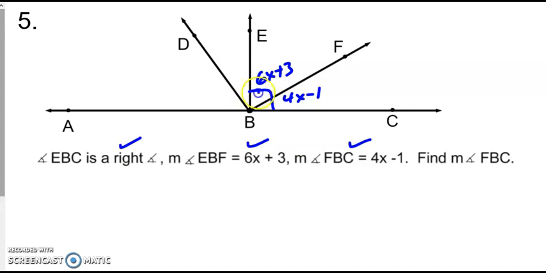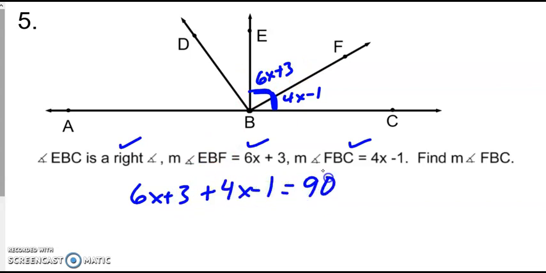We mark that. Again, let's pull an algebraic equation off of here. So I see that I have a right angle, and these two angles, EBF and FBC, make up this right angle. So they would add to 90 degrees. So 6x plus 3 plus 4x minus 1 equals 90. Now I have an equation I can solve. So I'll get 10x equals 88. And then if we divide, we get x to be 8.8.